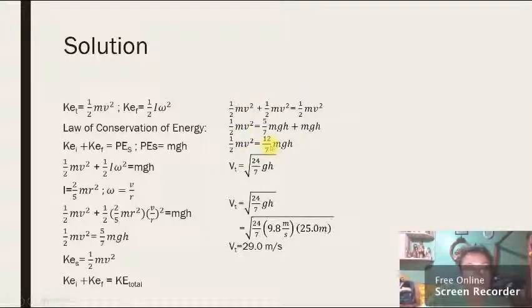Also in the total kinetic energy, VT is the total translational velocity at the bottom of the hill. So just substitute everything. Then we're going to have this one. V is equal to square root of 24/7 g times h. And then we're just going to plug in the given values, and that's it. We have a value of 29 meters per second.